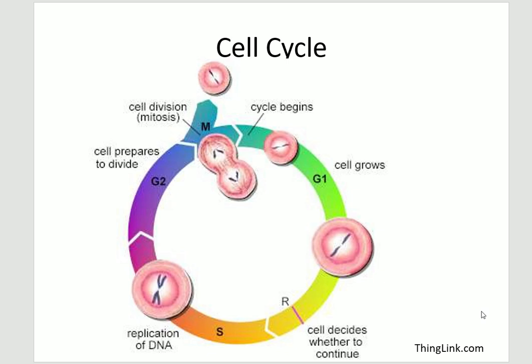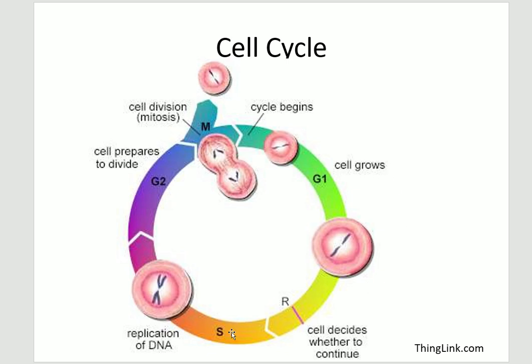Anyway, so gap 1, we grew, we're good to divide. Let's move on to S phase or synthesis phase. So synthesis phase is where we double our DNA. That's where DNA replication happens and really gets us ready for gap 2 phase, where the cell continues to grow and prepares to divide. So here the fibers and the centrioles form to get ready for cell division. Then we're ready for mitosis.